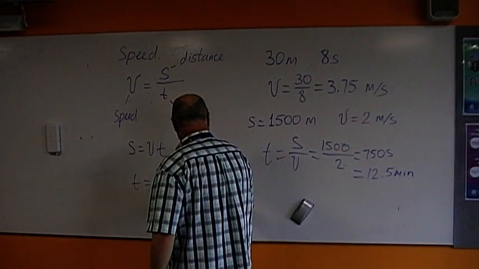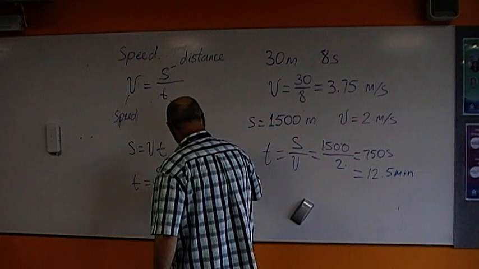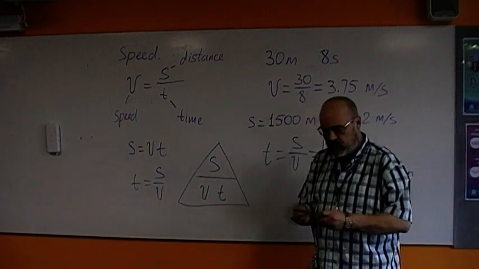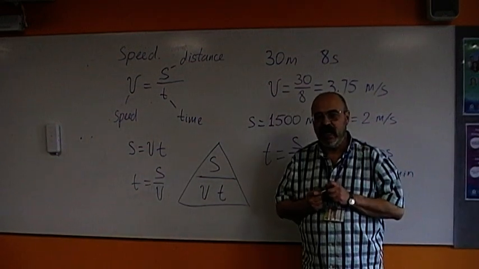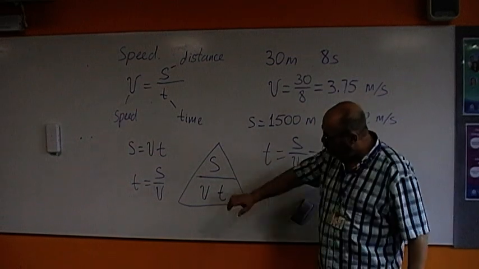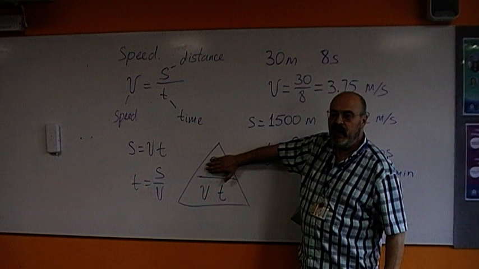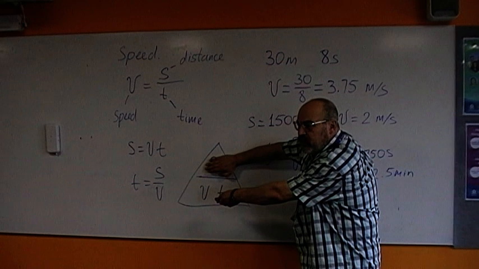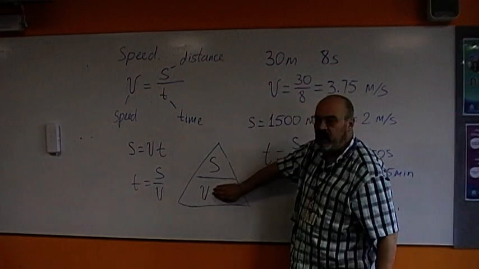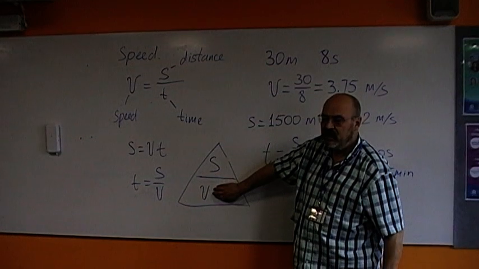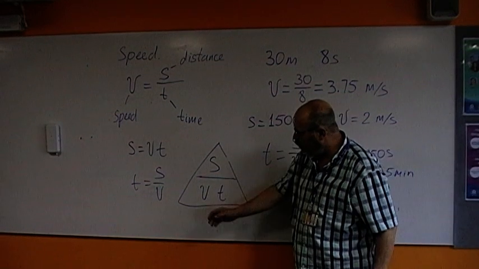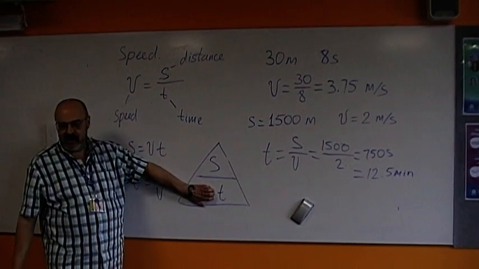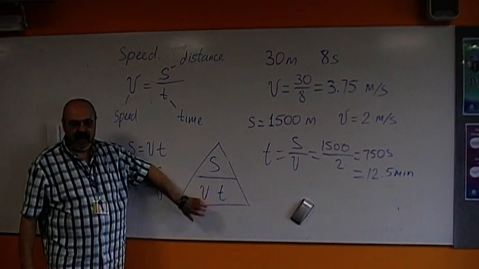If I write S, V, T, does someone know how to use such a triangle for arranging formulas? If you're looking for distance, we cover what we're looking for. I covered distance, what do you see? Speed times time. Looking for time, I cover time, what do you see? Distance over speed. Looking for speed, I cover speed, what do we see? Distance divided by time. Make sense?